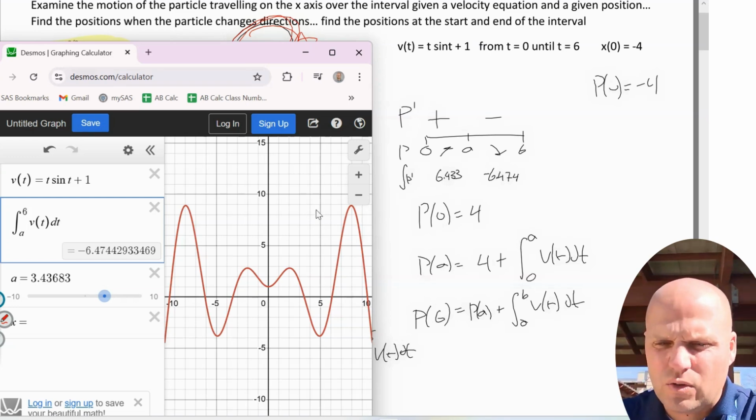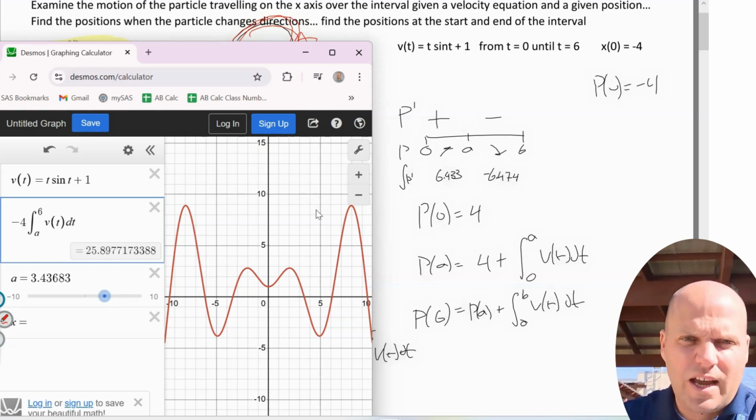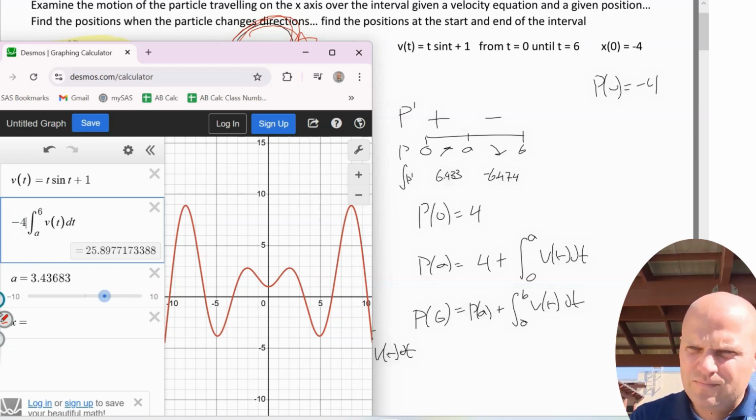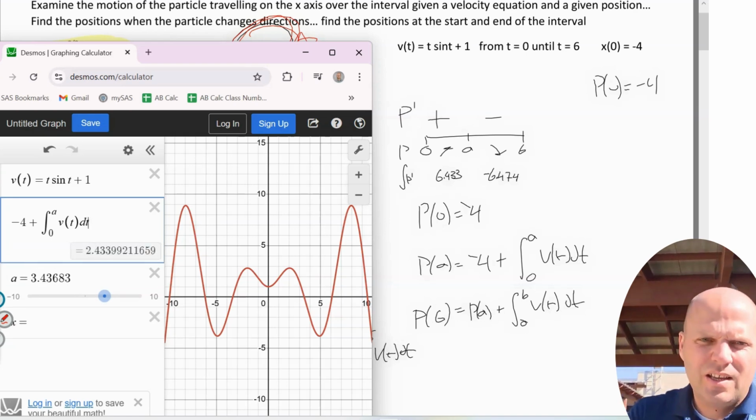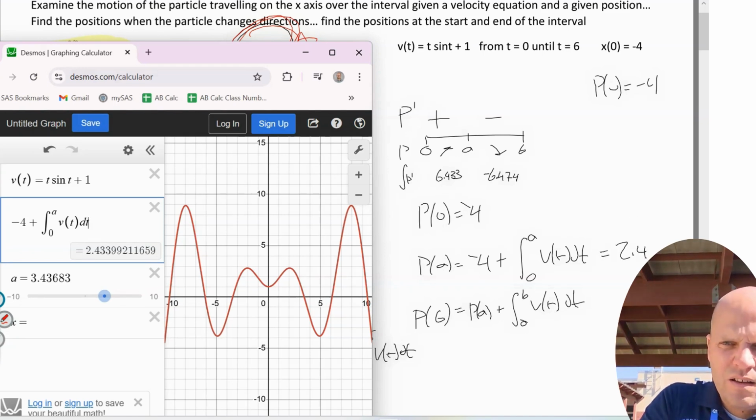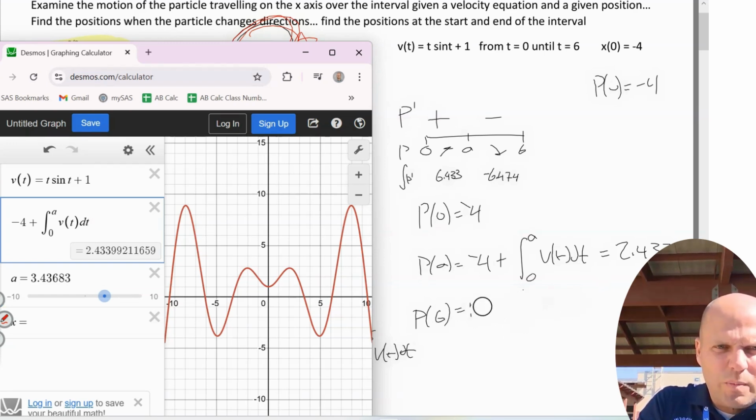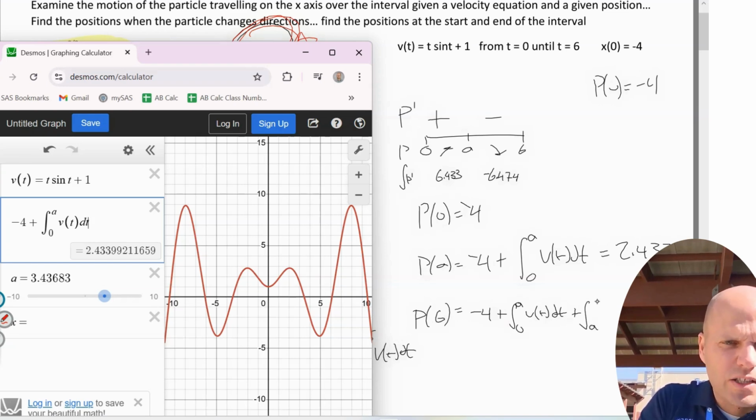Let's go back and do my position of -4. Oops. -4 plus 0 to A is that. And then you could also say what we're about to do, because it's easy to do: -4 plus how my position changes from 0 to A, and then plus how my position changes from A to 6. That's another thing you could do.